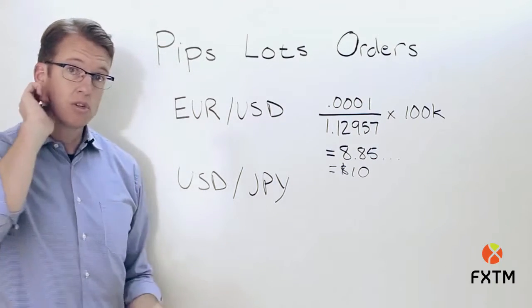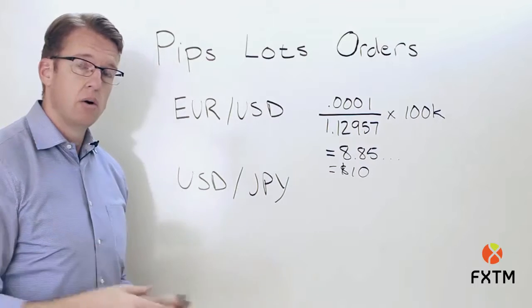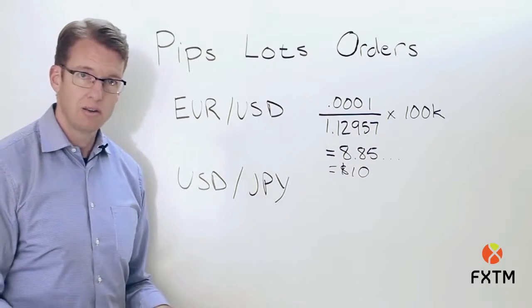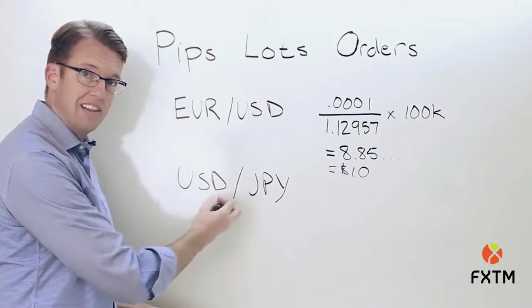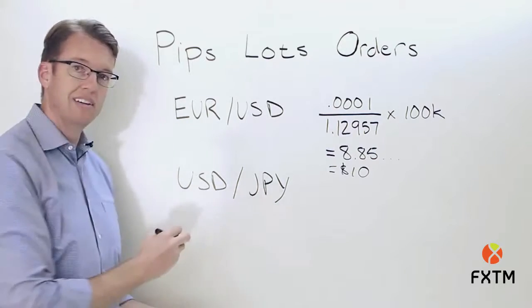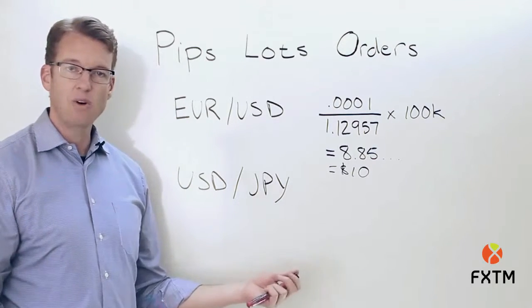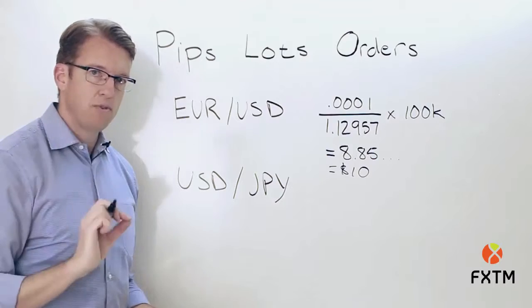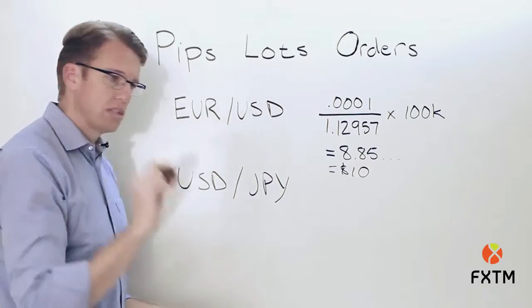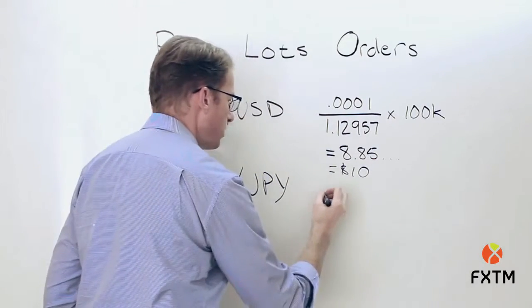Now, assume that your account currency is a dollar. What happens if the dollar is not in the quote? What if it's over here on the base side, like it is here with the dollar to the yen? How do we figure that out? The exact same way, but it's going to be just very slightly different. But if you remember your rules, it's going to be really easy. So here we've got our formula.